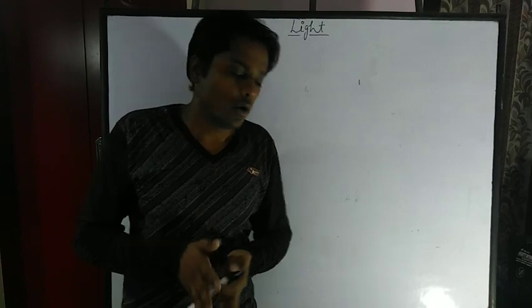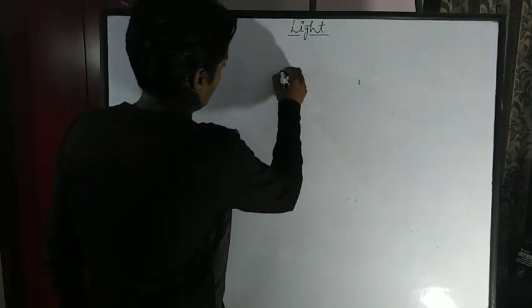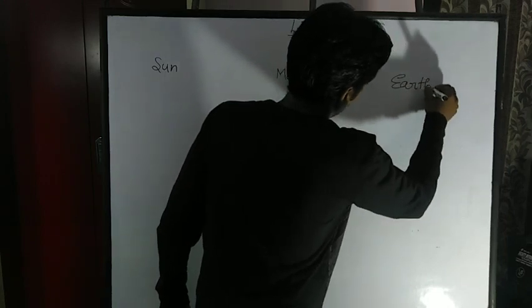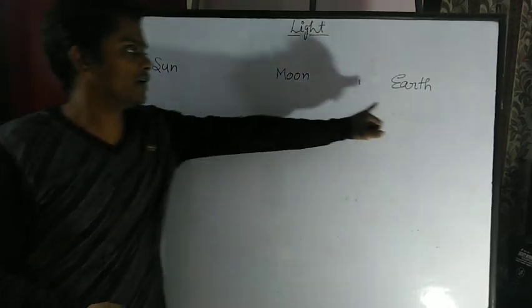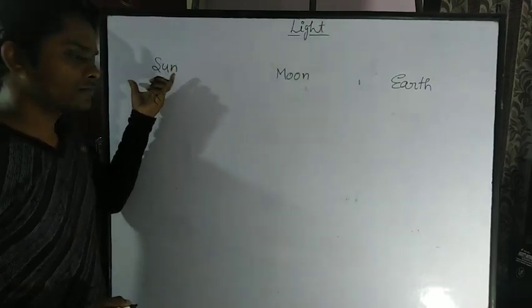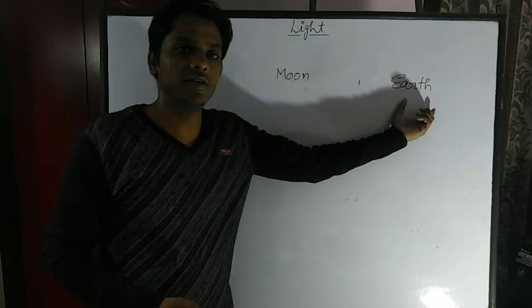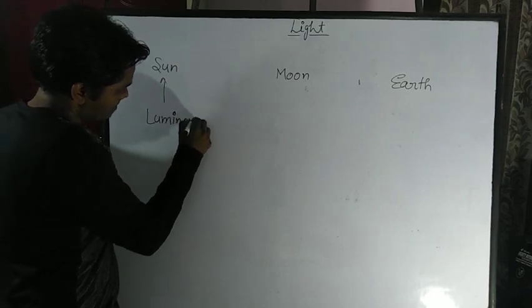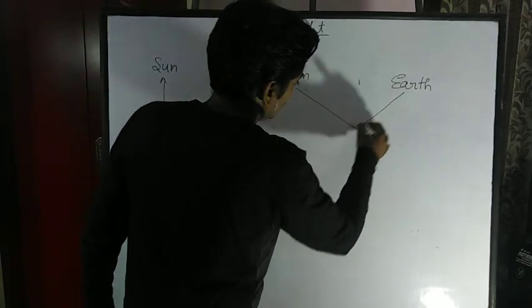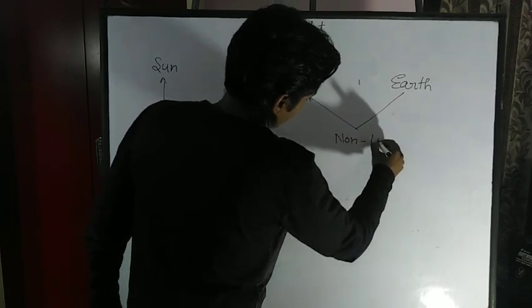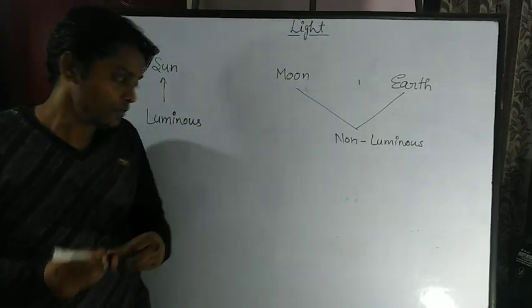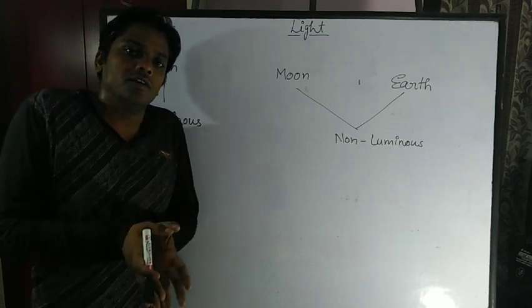Now what will happen when this whole shadow phenomena occurs naturally? See, we have sun, moon, and earth. As we know, the sun is a luminous object, and the moon and earth are non-luminous objects.